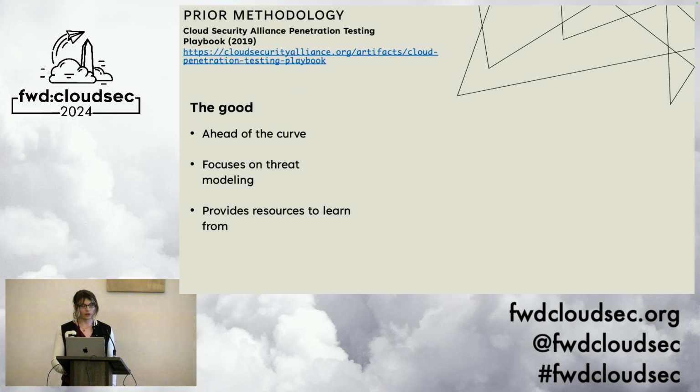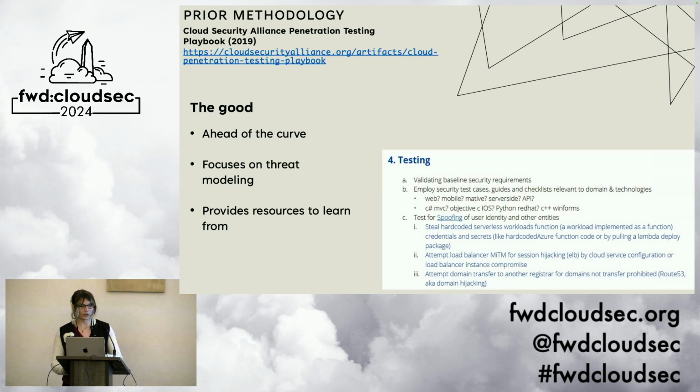When I was doing my research, I was looking at prior methodologies that existed. The first one that I came across was actually from the Cloud Security Alliance back in 2019, and this is an excerpt from it. There are some good parts about it, which is that it was ahead of the curve, because back in 2019, there wasn't a whole bunch of people talking about pen test methodology. It used things like STRIDE and focused on threat modeling. And it also provided resources to learn from.